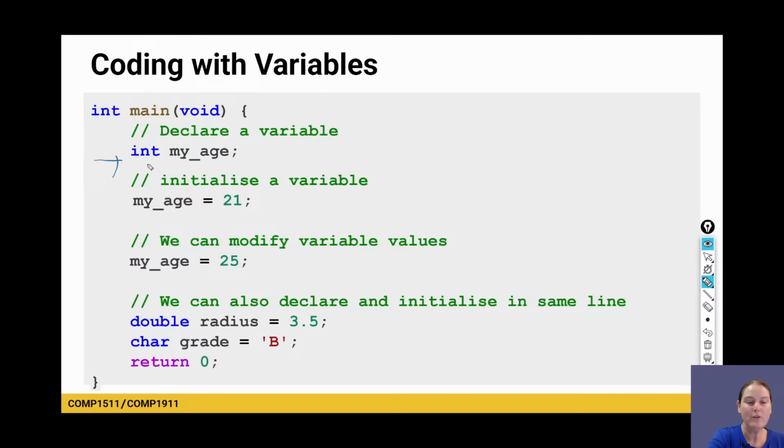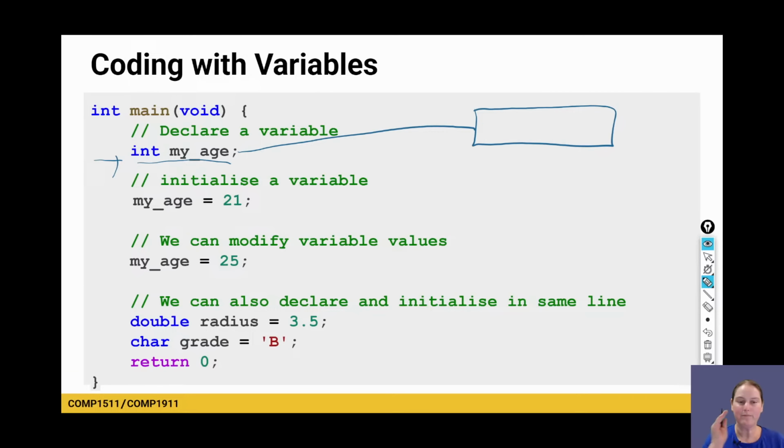Remember, when we're running our program, we're going line by line in order. First of all, we're declaring a variable. This is asking C for a chunk of memory, called my age. Now down here we're saying my age equals 21, and remember that's assigning a value to this variable. It's putting that value of 21 into the my age variable.